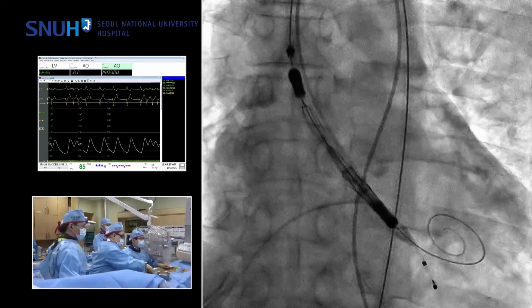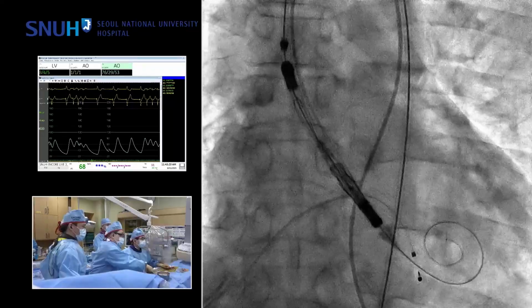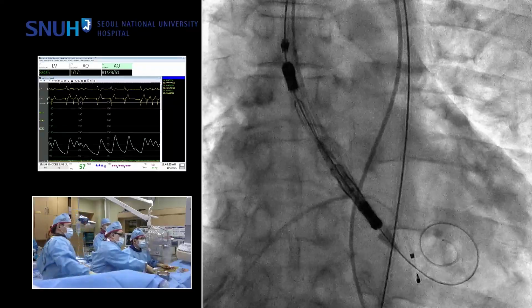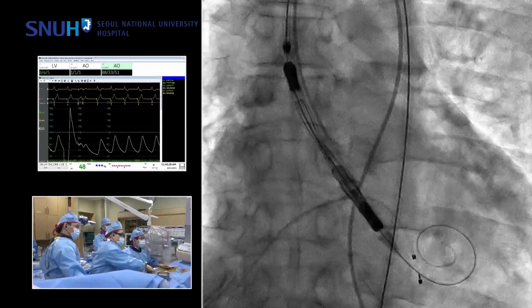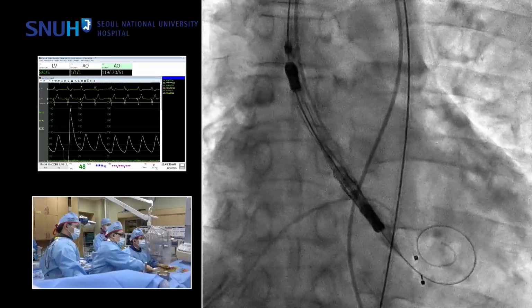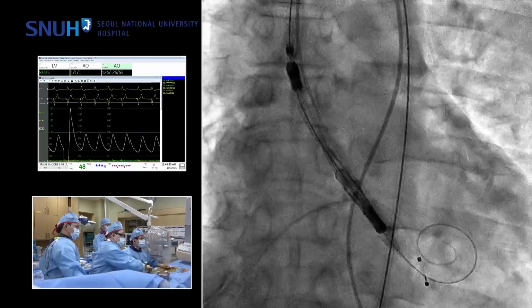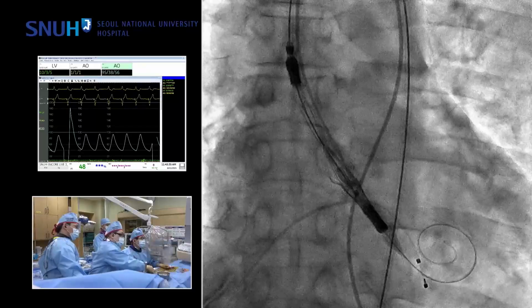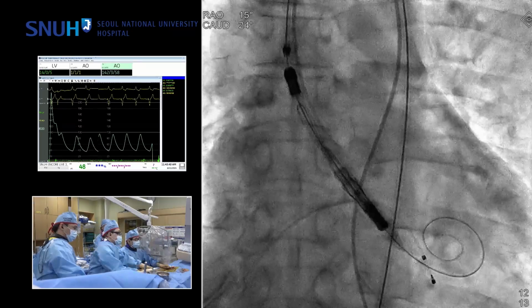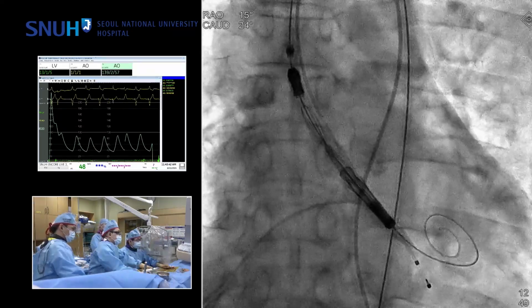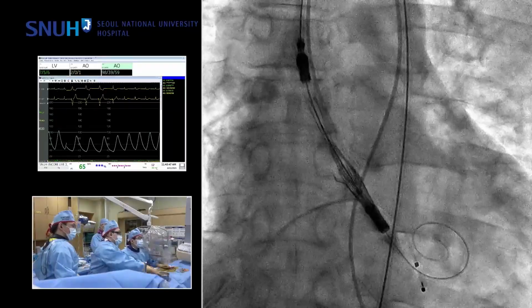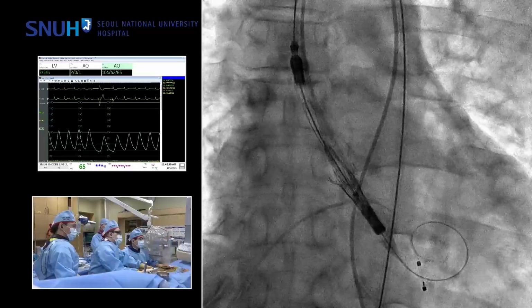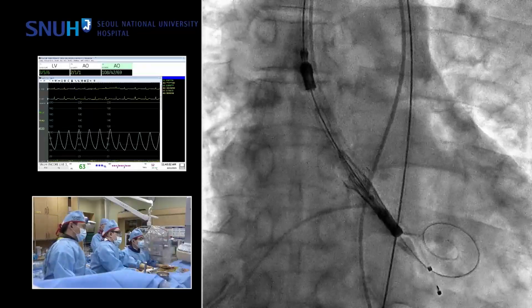Blowing. Okay, test. Yeah, up crown is released. The marker is at the level of annulus, a little bit high. Then I a little bit push the system with withdrawing the wire. Test again.